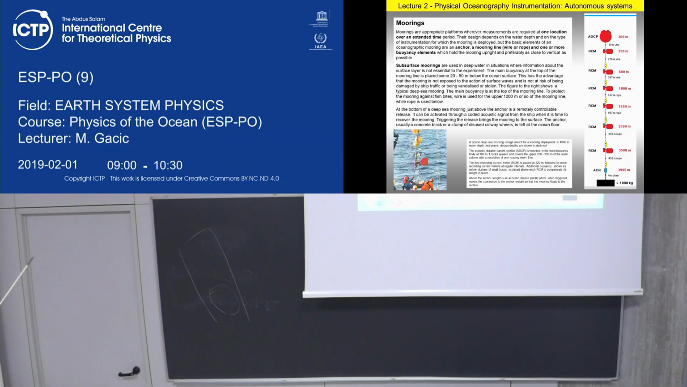Obviously, the moorings are not enough to study a certain phenomena. We have to have also the other complementary observation. We have to have the satellite measurements. We have to have the temperatures, sea surface temperature measurements from satellites.